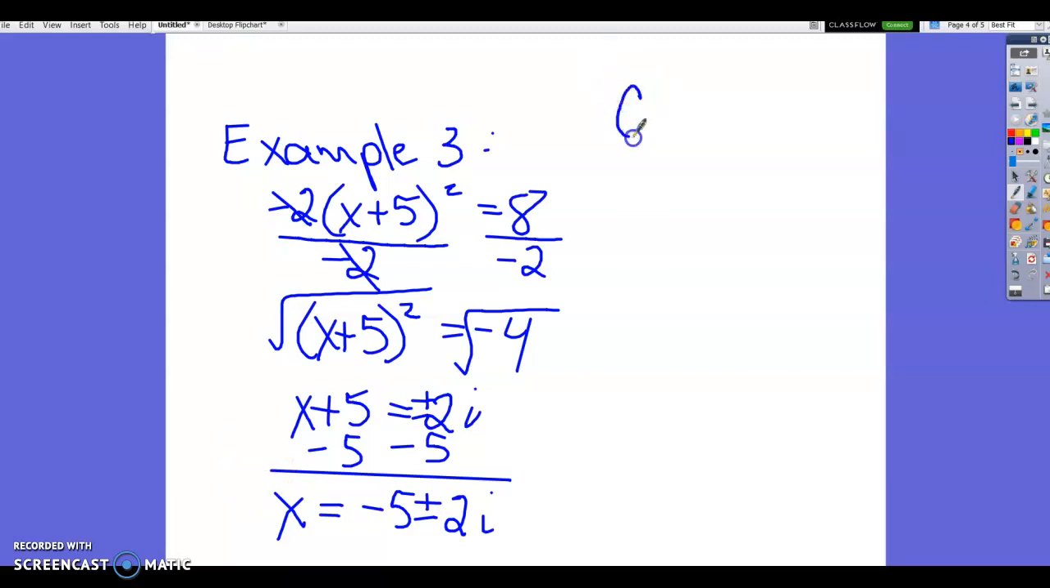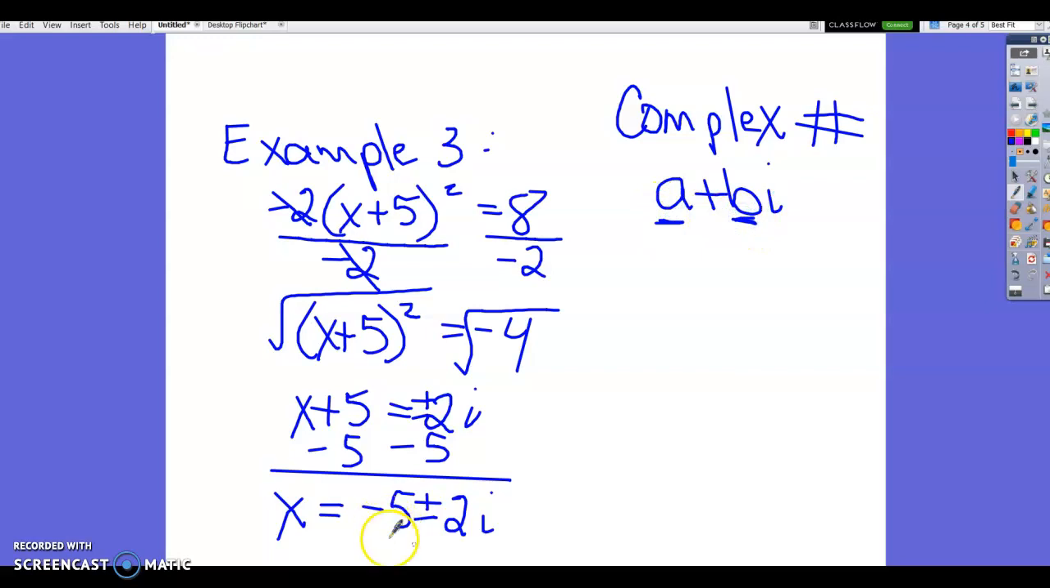So a complex number or a complex unit is always in the form a plus bi, where a and b are just numbers. So in this case, negative 5 plus or minus 2i, negative 5 and the 2 are your a and b. So a complex number is written in the form a plus bi. Basically just saying that the imaginary part will be on the end of it.